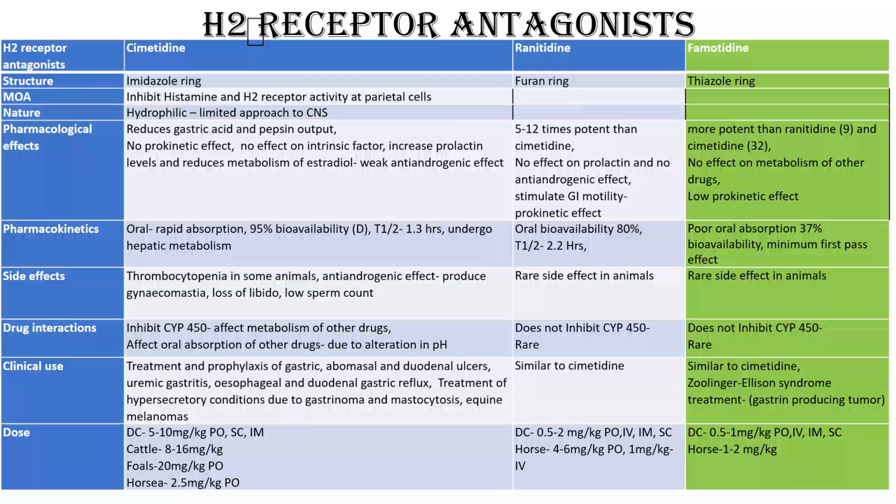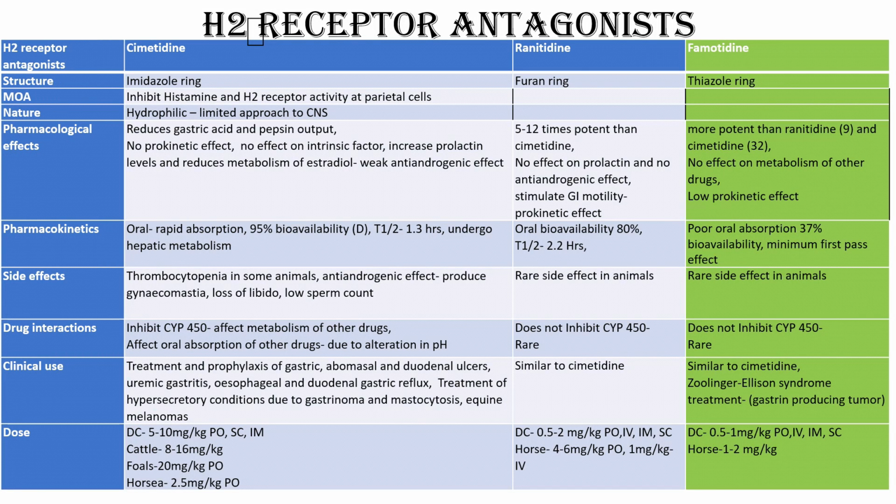It shows poor oral absorption, with oral bioavailability of only 37%, whereas ranitidine had 80% bioavailability and cimetidine had 95% bioavailability. But famotidine shows minimum first pass effect. It shows rare side effects in animals, does not inhibit cytochrome P450 enzymes, so no effect on metabolism of other drugs. Clinical uses are similar to those of cimetidine, that is treatment and prevention of gastric acidity and gastric or duodenal ulcers.